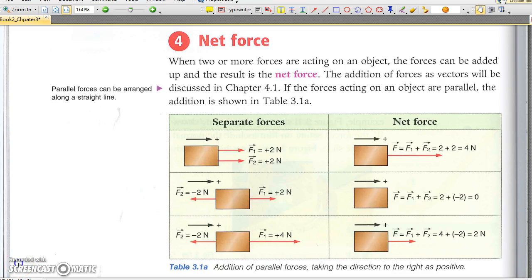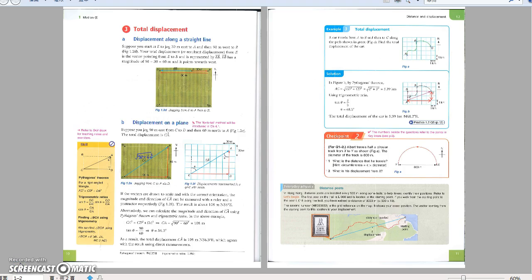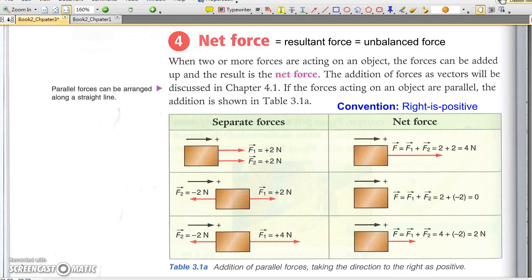4. Net force. Net force is also called resultant force or unbalanced force. On page 10 and 11, you have learned how to find the resultant of displacements, which are vectors. So we may also find the resultant of forces using a similar technique, as forces are also vectors. In the following cases, the right-is-positive convention is adopted. Forces that point to the left are given a negative value. The sum of forces is simply the sum of those vectors, such as 2 plus negative 2 in the second case, which gives 0 resultant. And it is 4 plus negative 2, which gives positive 2 Newton for the third case, which means a force of 2 Newton points to the right.